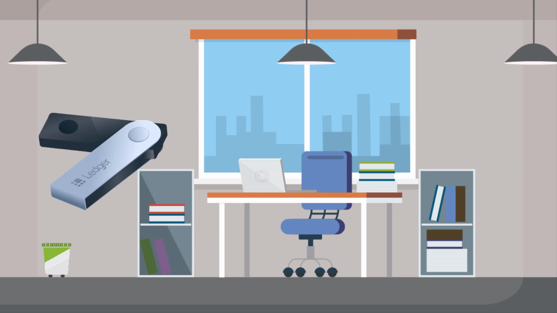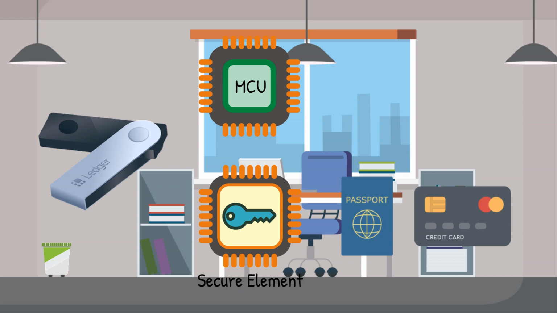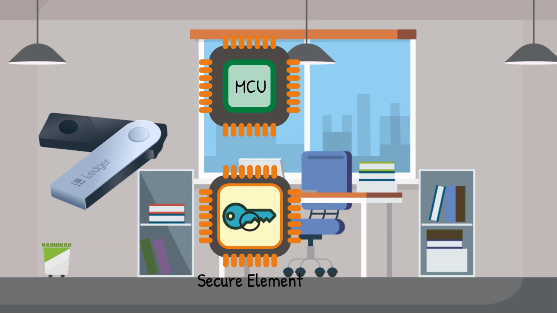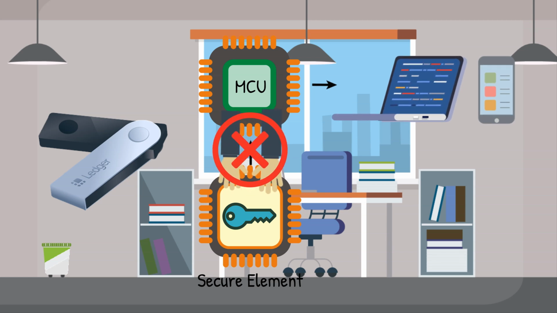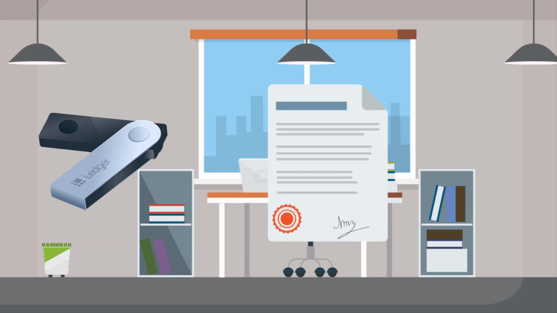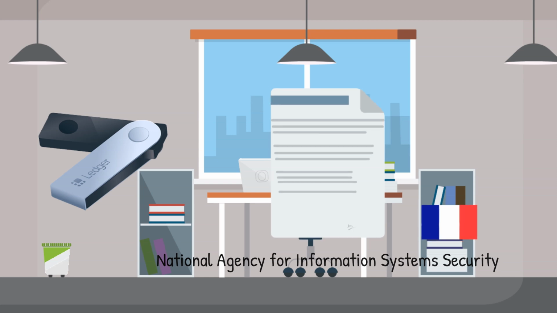In contrast, Ledger uses two chips which are MCU and Secure Element Chip. Secure Element Chip is much safer and used in passports and credit cards. The private keys of Ledger are stored inside Secure Element Chip. The MCU chip is to link between the computer or smartphone to the Secure Element. MCU chip doesn't have access to any data in the Secure Element. Ledger had received third-party certification by National Agency for Information Systems Security, which is French Cybersecurity Agency.